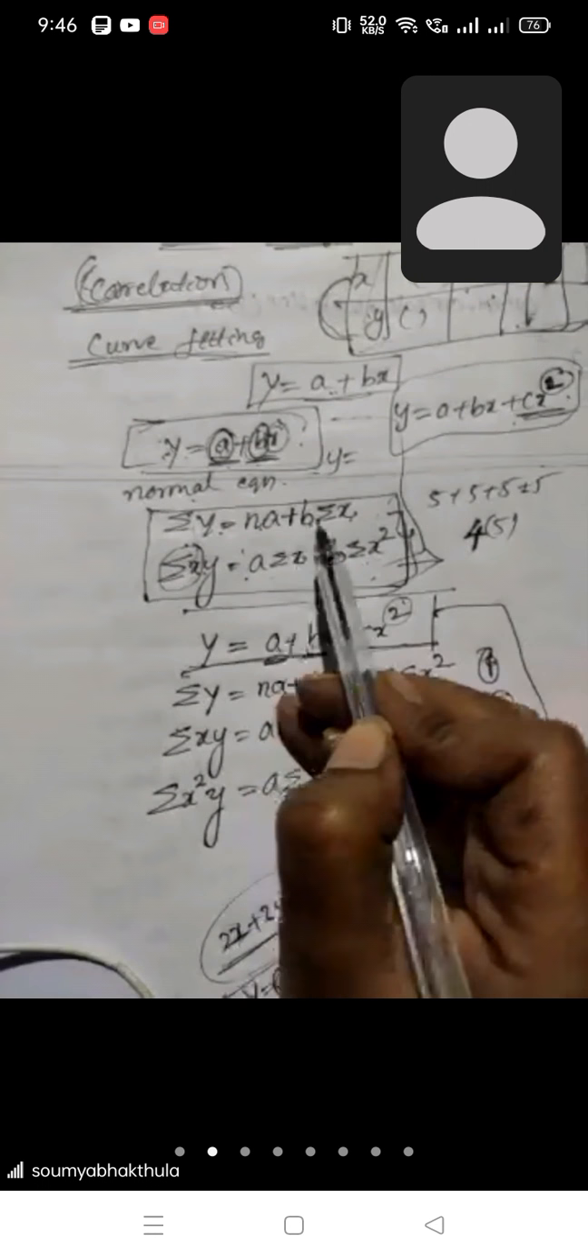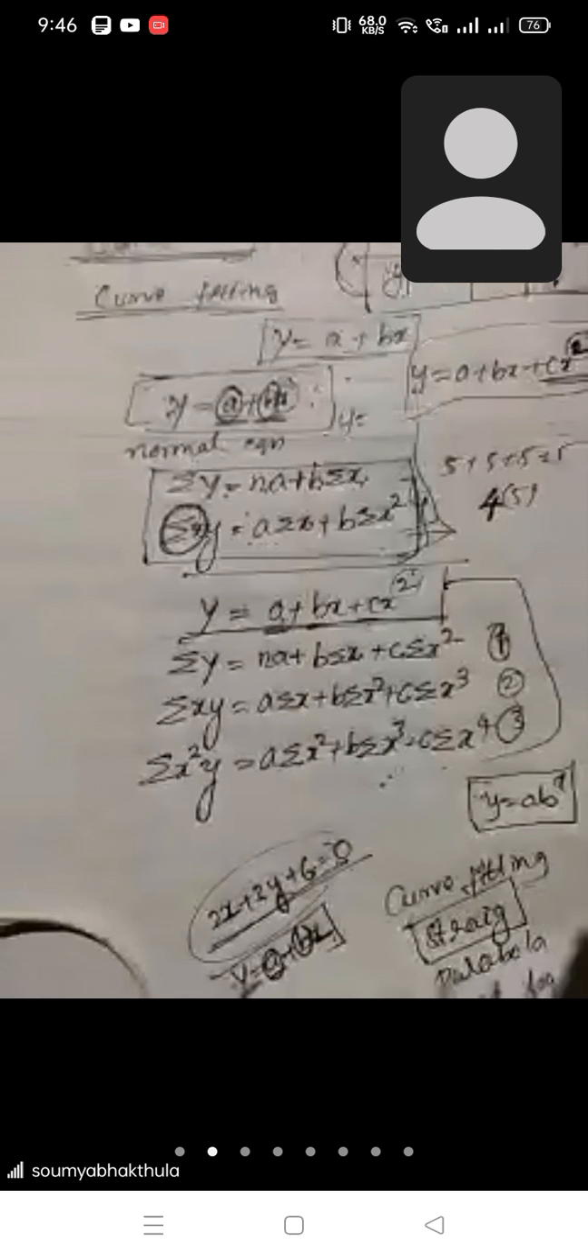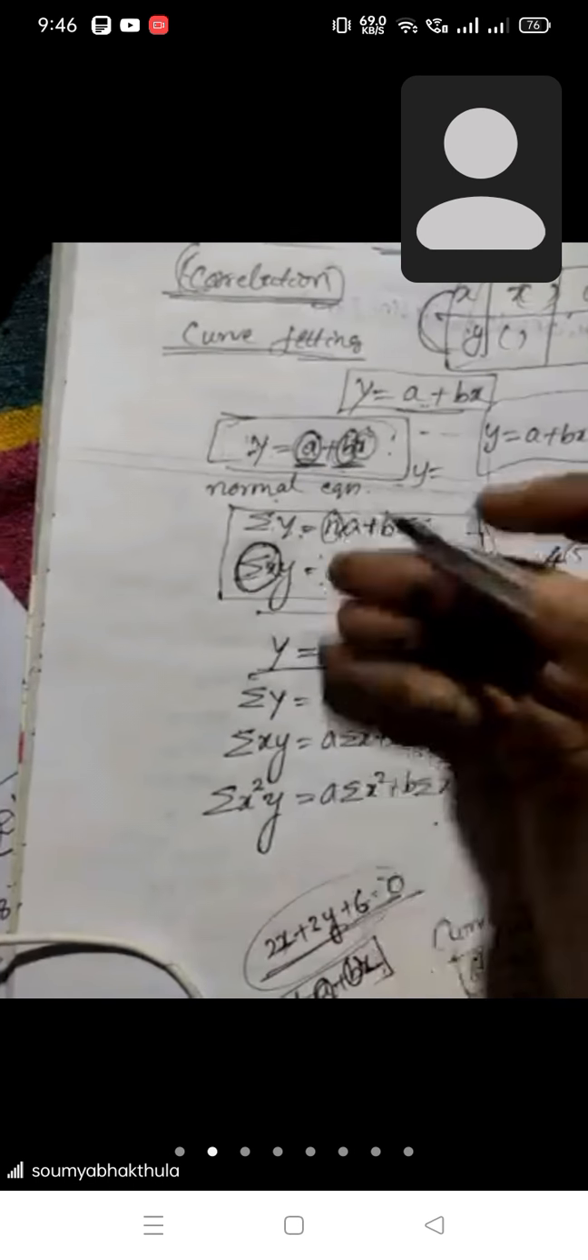So these are the equations to get these values. If you take summation y, you will get na plus b summation x. Then, multiplying by x, summation xy equals a summation x plus b summation x square. N represents the number of observations. How many observations?